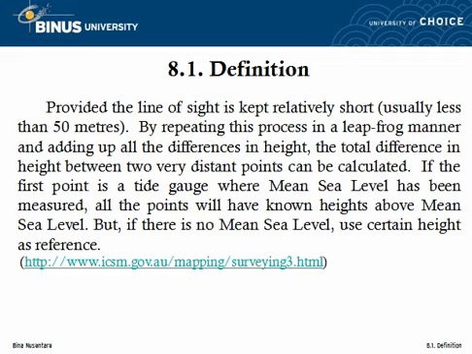The difference between the values at each end of the line gives the difference in height, provided the line of sight is kept relatively short, usually less than 50 meters. By repeating this process in a leapfrog manner and adding up all the differences in height, the total difference in height between two very distant points can be calculated. If the first point is a tide gauge where mean sea level has been measured, all the points will have known height above mean sea level. But if there is no mean sea level, we can use a certain height as reference.